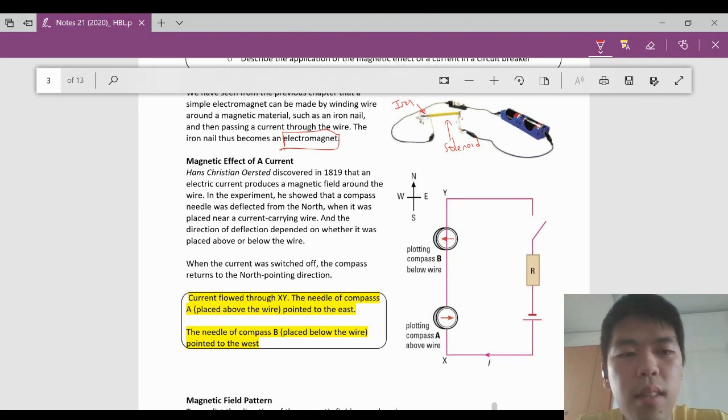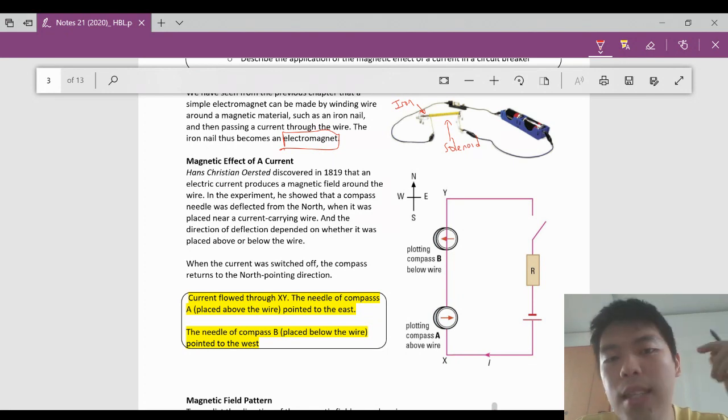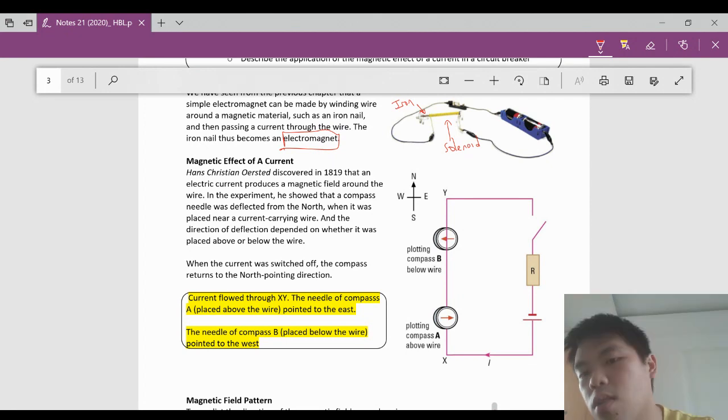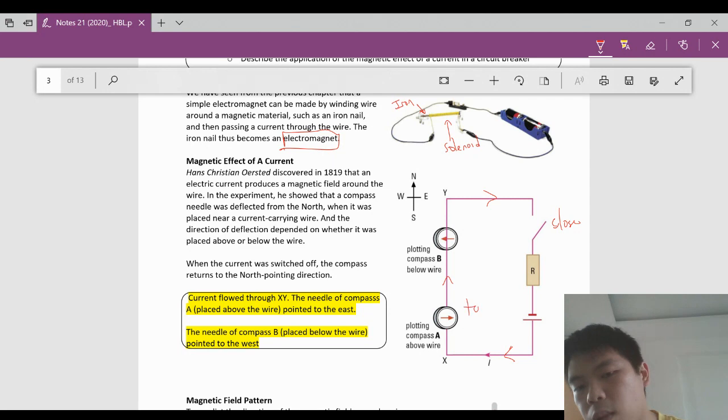The scientist Hans Christian Ørsted discovered in 1819 that an electrical current produces a magnetic field. What he did was he closed the circuit here, so current is able to flow through. When current flows through, he had two compasses. One compass is placed on top of the wire, and another one is placed below the wire.